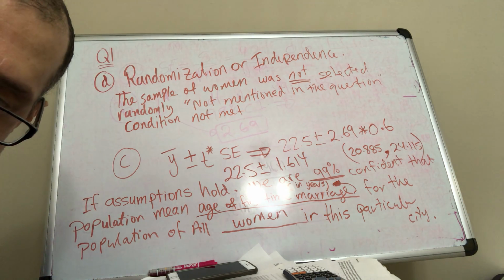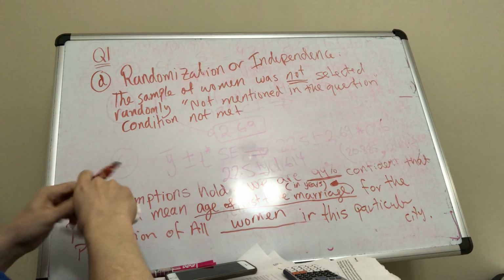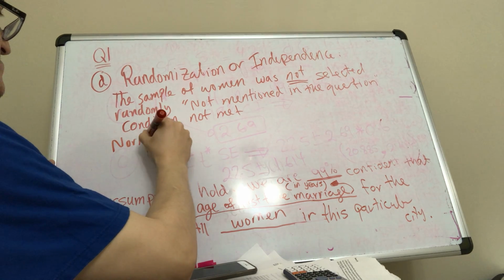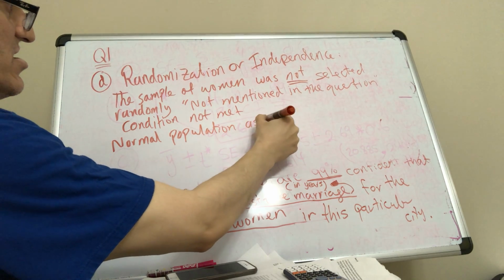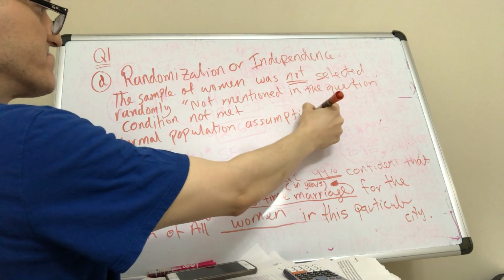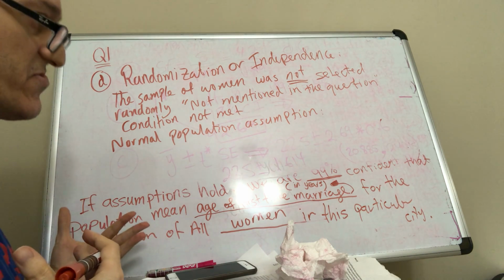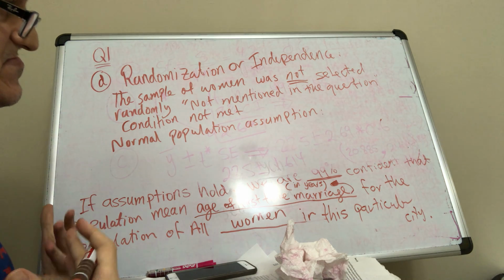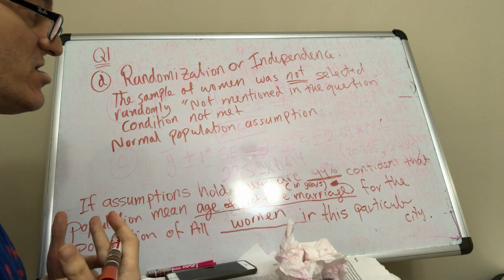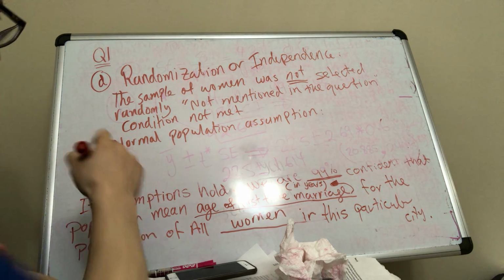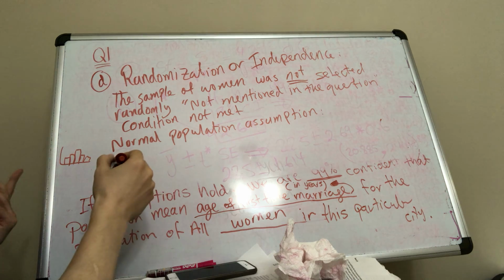Condition 2, normal population assumption. In order for us to analyze or discuss this condition, you need to have a histogram or a normal probability plot. If you're given a histogram and it looks like this, then it's normal.